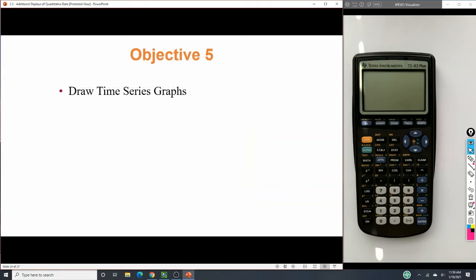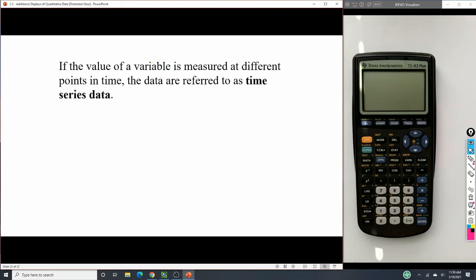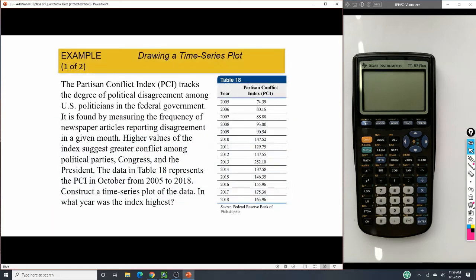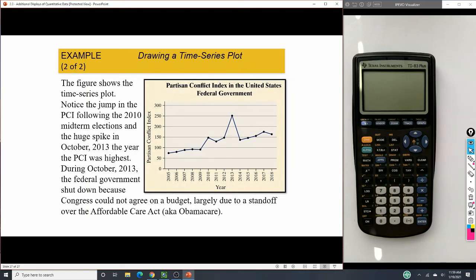Okay. All right, time series, that just means that we are looking at time. All of our data is dealing with time, and so we call that a time series. And when we plot that, same thing. Here we have years, 2005 to 2018. We're looking at this PCI and what it is, and so we have that representation. When we put that on our chart, this is a time series plot, because we're talking about years and what it is during that year.